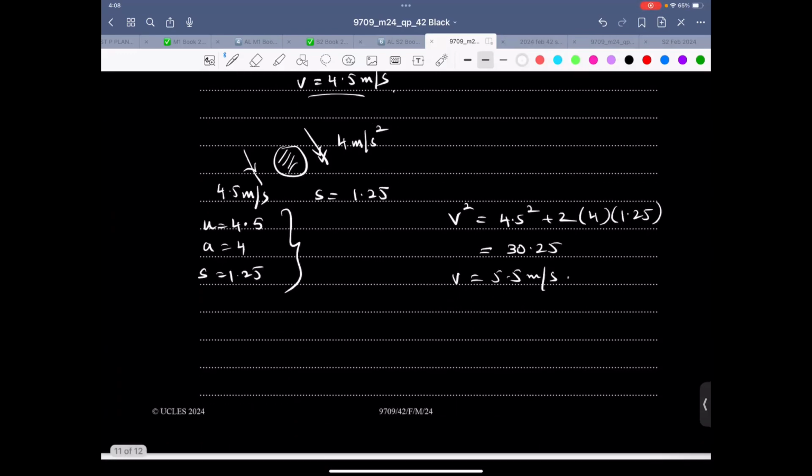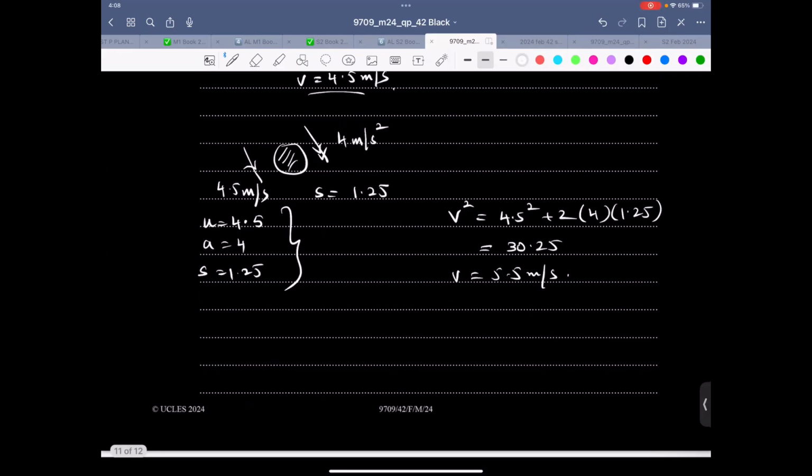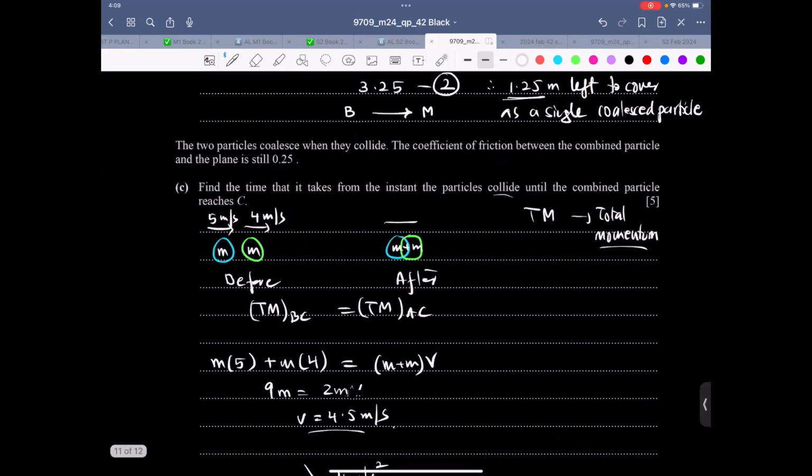So instead of using S is equal to UT plus half AT square, I prefer this. Now let me use V is equal to U plus AT. 5.5 is equal to U, which is 4.5, plus A, which is 4, times T. So therefore, this is 1 divided by 4, so T comes out to be 0.25 seconds. It takes 0.25 seconds to reach C.